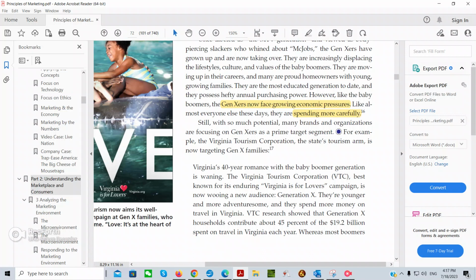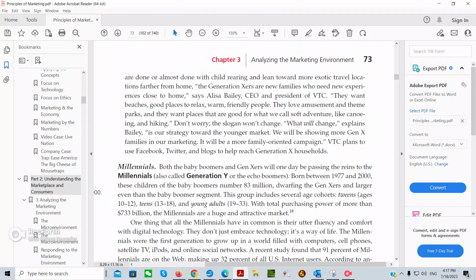VTC research shows the Generation X household contributed about 45% of the $19.2 billion spent on travel in Virginia each year. Whereas most boomers are done or almost done with child rearing and lean towards more exotic travel locations farther from home. Generation X's are new families who need new experiences close to home, says Alice Bailey, CEO and president of VTC.